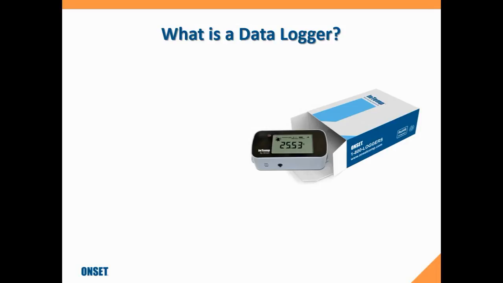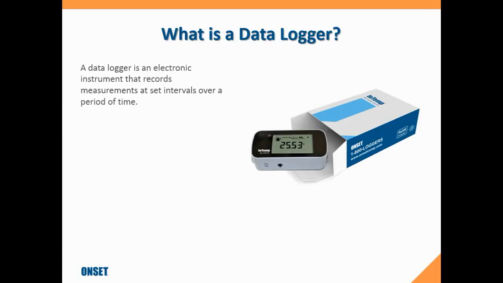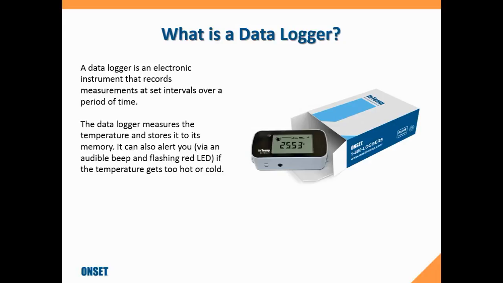Just a quick overview, what is a data logger anyway? Well, a data logger is an electronic instrument that records measurements at a set interval of time. In other words, every 5 minutes, every 10 minutes, it wakes up, it takes a snapshot of the current temperature, and it records it to its memory. It measures the temperature, stores it. It can also alert you via an audible beep and flashing red light, or LED, if the temperature gets too hot or too cold.